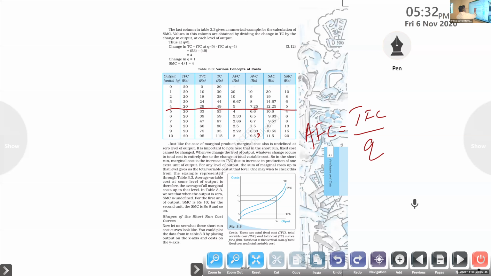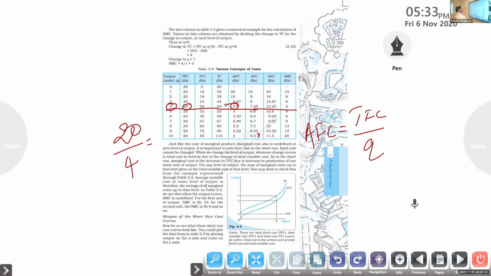Here TFC is 20. So TFC divided by quantity 4, that is 20 divided by 4. What is the answer? 5. So we got AFC is equal to 5. Clear?